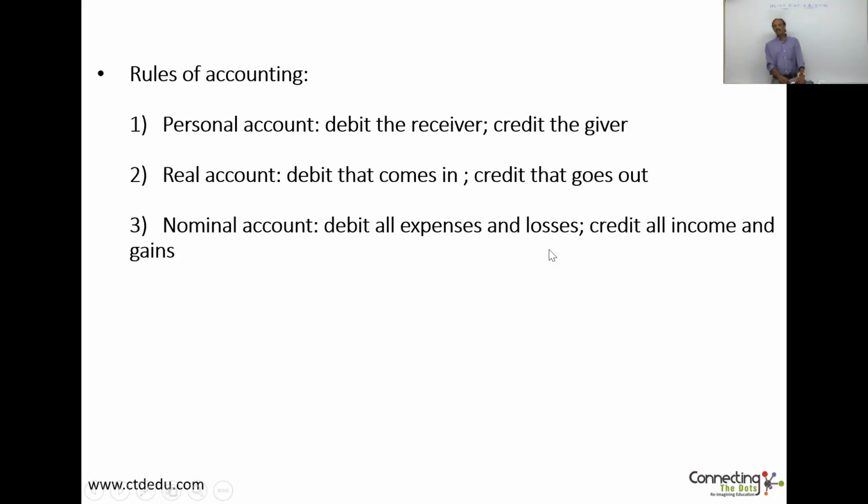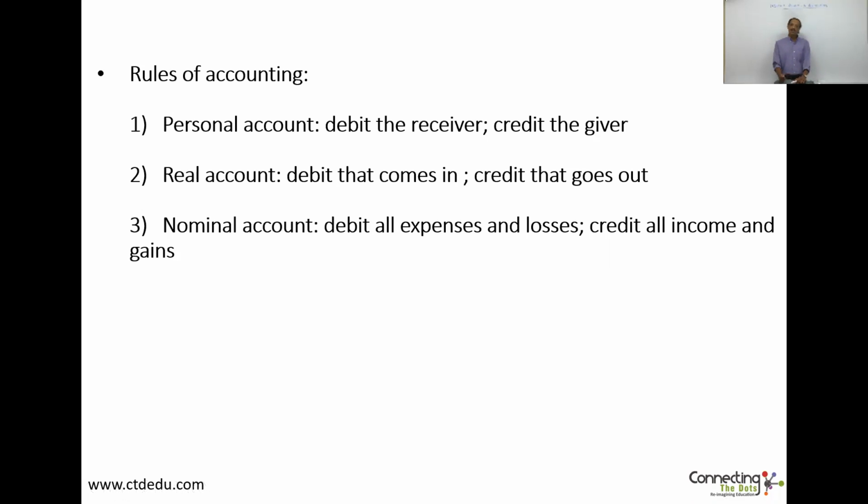Another example I could give for real account is when you purchase a machinery. Now, machinery is an asset. The rule of real account states debit that comes in, credit that goes out. When you buy machinery for cash, the machinery comes in. So you need to debit the machinery account. You're paying cash for that. Cash is going out. So you need to credit. Machinery account debit to cash account. That would be an example of real account.